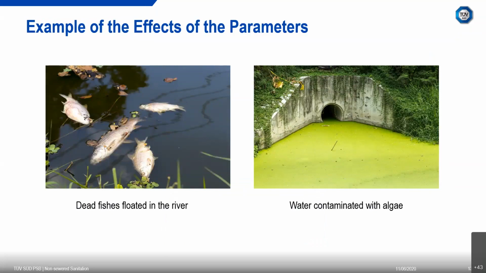Here are some photos of the adverse effects when parameter concentrations are not within their thresholds. As you can see in the first photo, there are dead fishes floating in the river. It can be due to sudden change of the water conditions due to contaminations. While the second photo is an example of eutrophication, which is the algae blooms.